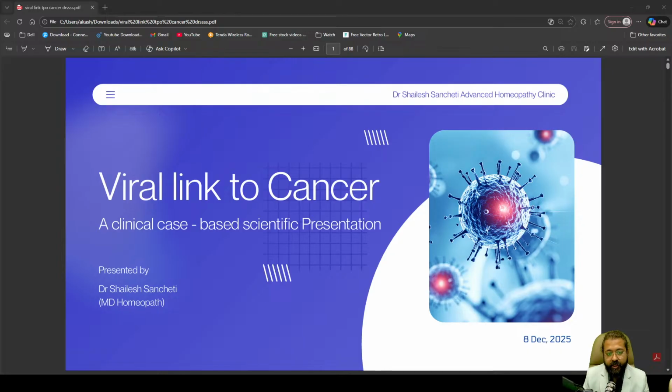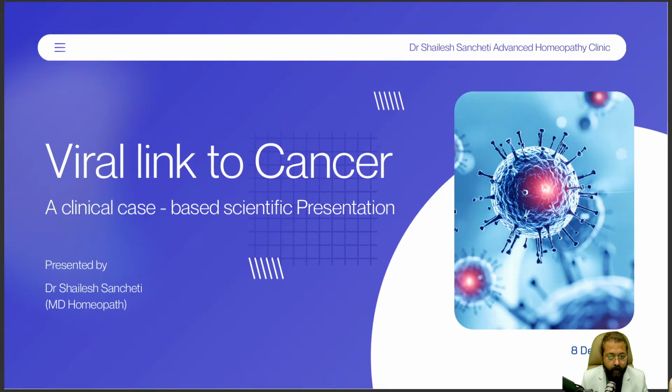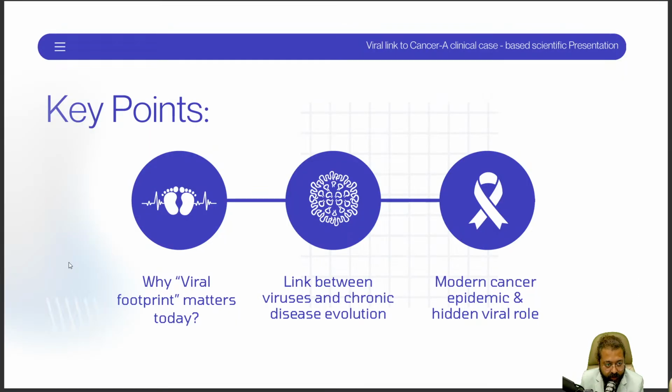So, today's session is on the viral link to cancer. A very important thing is what we usually say in terms of cancer. Everybody knows what the traditional framework says: genetic, environmental, lifestyle, and immune function. But an equally powerful variable, historically under-recognized, is the persistent viral footprints. That is why it is important today.